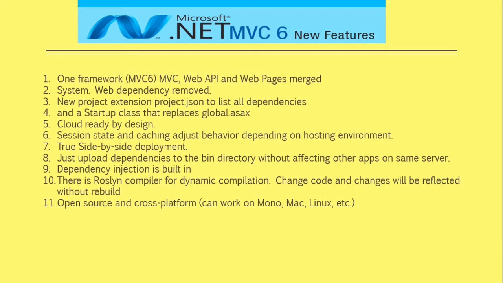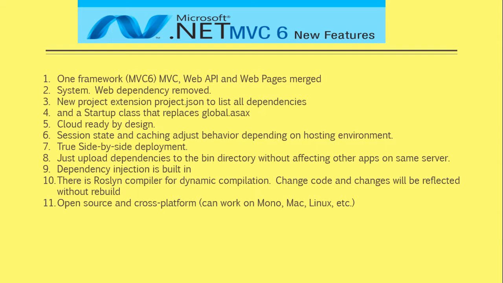A new project extension called project.json is implemented. And there is this Startup class now, which replaces global.asax. It's a cloud-ready design. Session state and caching adjust behavior depending on hosting environments. So this is also a big shift. Side-by-side deployment: you just upload the dependency to the bin folder without affecting other apps on the server. So yeah, quite a big change.